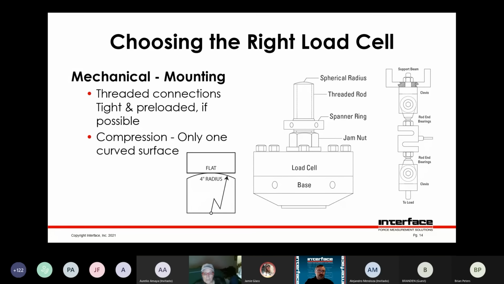For compression loading, you want one flat surface and one radius. Typically, the load cell will have the radius, so you want to load it against a flat surface.